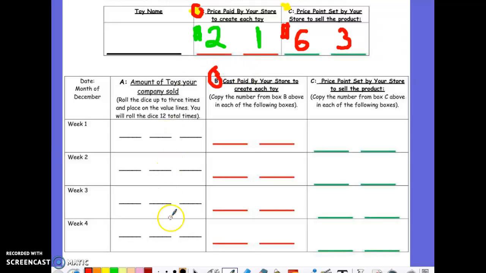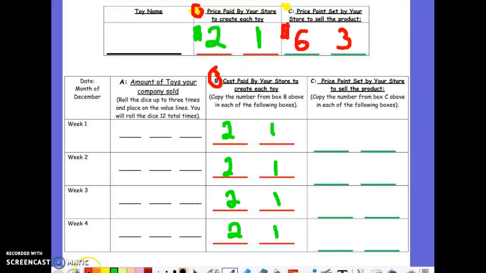This is box B because that's how much it's going to cost me every single week that I'm selling this toy over the holiday season, which means in week 1, it's still going to cost me $21 per item. In week 2, it's going to cost me $21 per toy that I am trying to create. $21 in week 3 and $21 in week 4.